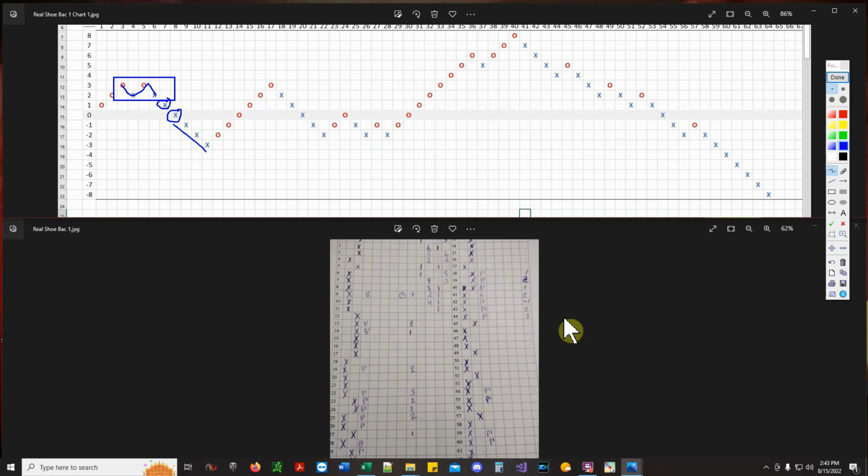Now, in this shoe down here, you can see I only came out with 3 units. This is an old shoe. This is the way I used to chart. But now that I look at it this way, I would have hit more than 3 units in this shoe. I guarantee you that. So let's get back to this chart.